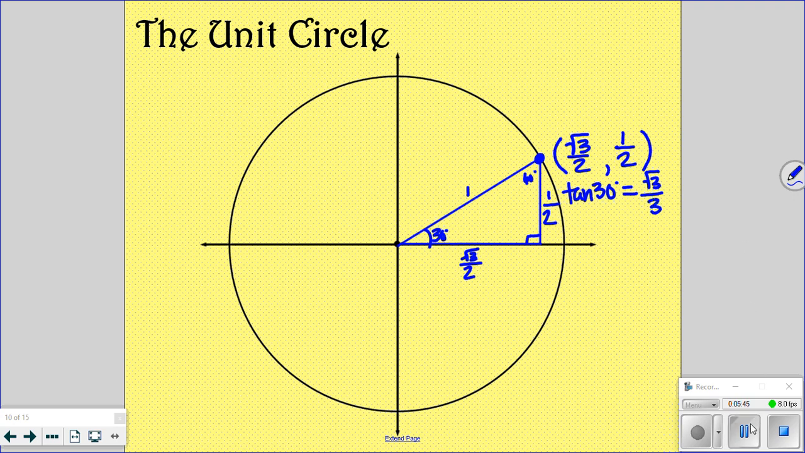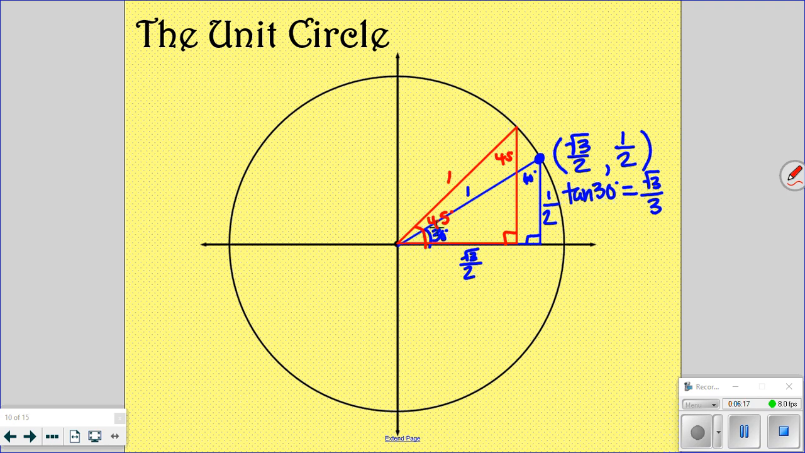Now pick up another color, and we're going to draw a 45-degree angle, starting at the origin, and so I'm going to say it's about right there. And then we're going to make a right triangle here. So there's my right triangle, and this is a 45-degree angle, and this is a 45-degree angle, and this is a right angle. And again, the hypotenuse is a 1 because that's the radius of our unit circle.